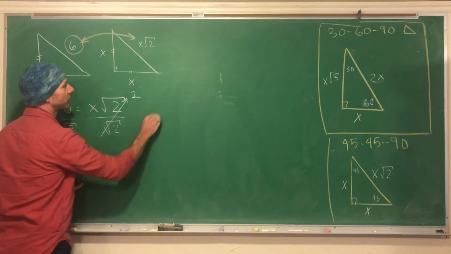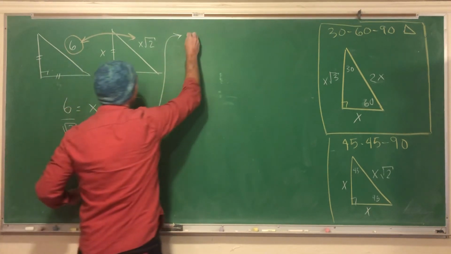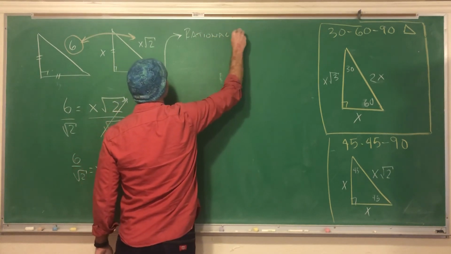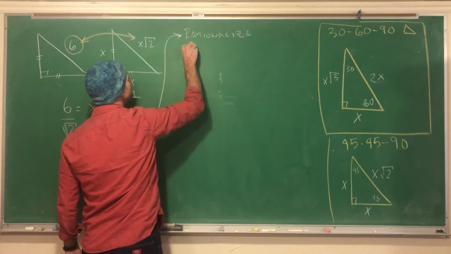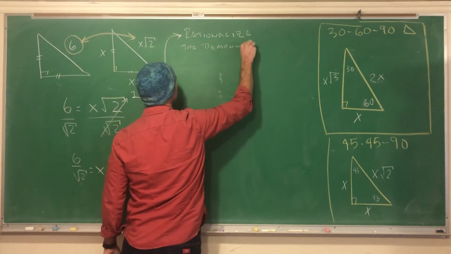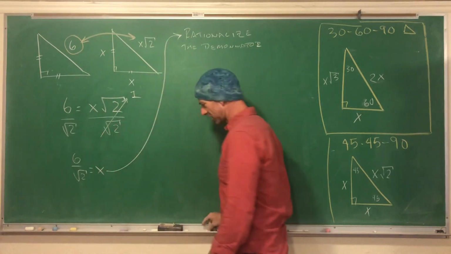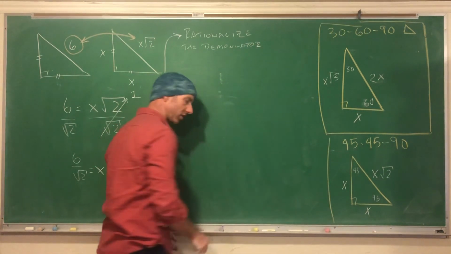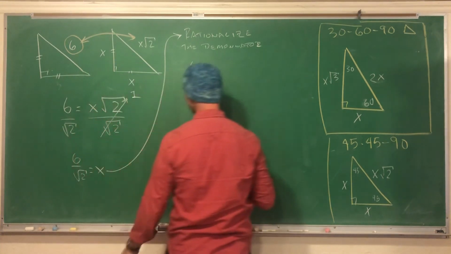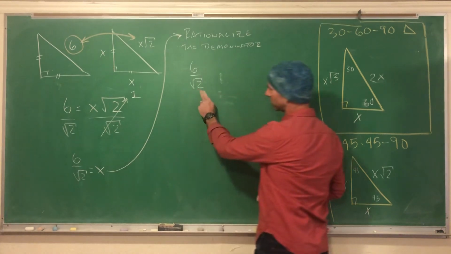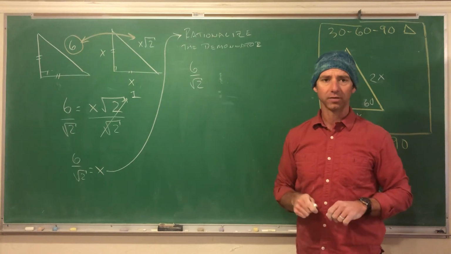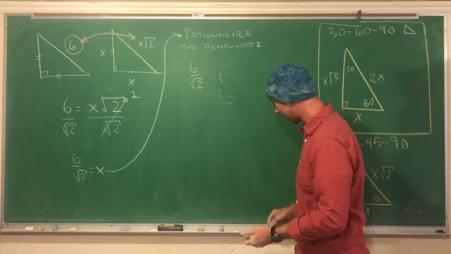What we have to do is rationalize the denominator. So we're going to rationalize the denominator. It sounds tough, but it's not. So 6 over root 2. I need to get the square root out of here. And the easiest way to get the square root out of here is to multiply it by itself. Now I can do that. It's legal.